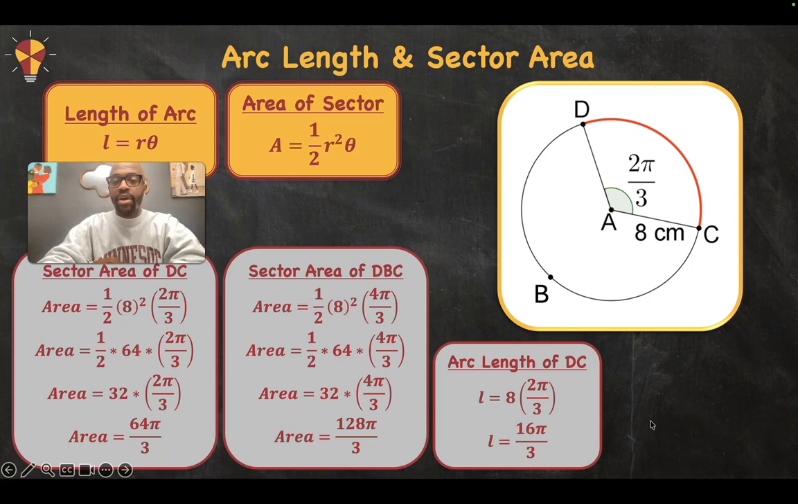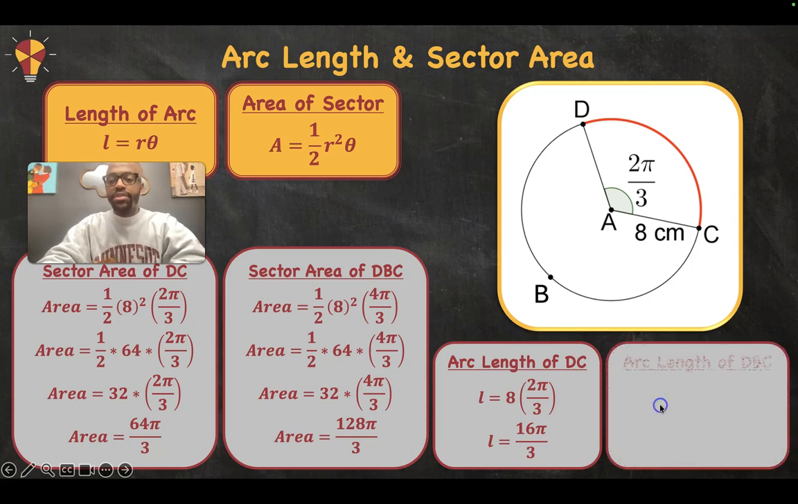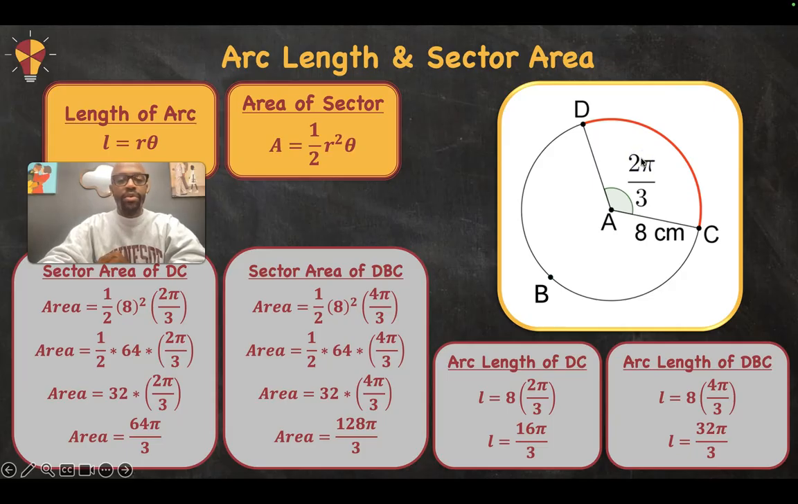Same thing for the length of the arc. If I was looking for the arc length of DBC, I still have to take 6 pi over 3, subtract 2 pi over 3, and get that angle. That's a very common thing that you might have to evaluate with problems like this. You simplify and you get 32 pi over 3.